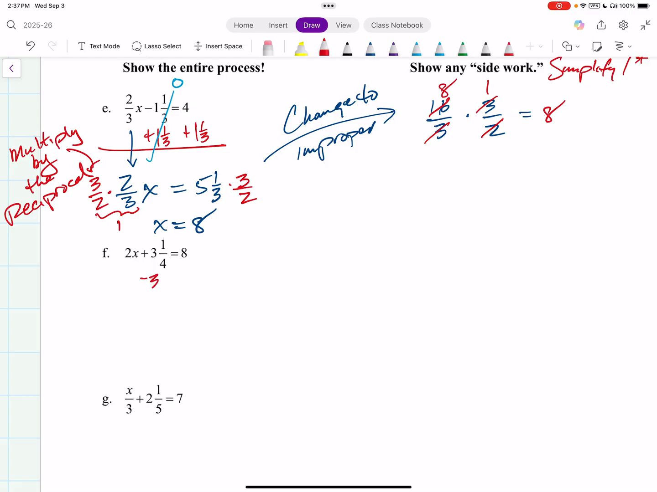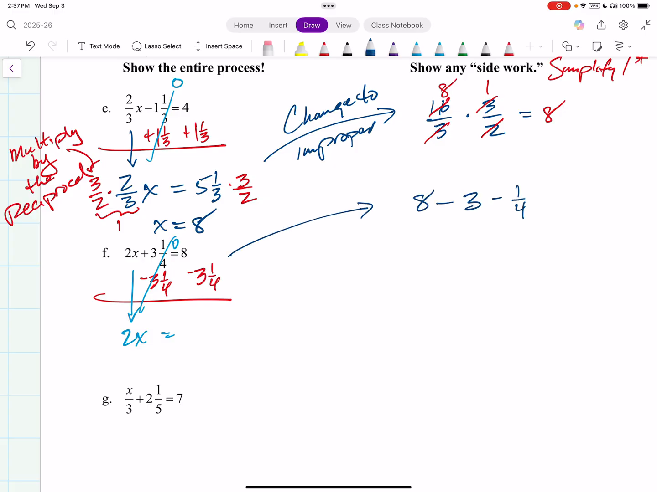So we're going to add the opposite. Or you can think subtraction too. That's the same thing. And then over here on this side, the opposites add to 0. And you get 2x is equal to something, whatever 8 minus 3 1/4 is. And there comes your side work. Okay, side work. 8 minus 3 minus 1/4. And think pizza.